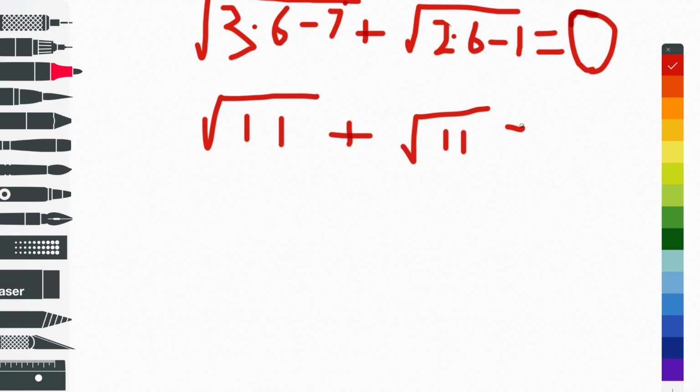And clearly, the square root of 11 plus the square root of 11 does not equal 0. So the square root of 3 times 6 minus 7 plus the square root of 2 times 6 minus 1 has no answer. So in other words, 2 times the square root of 11 does not equal 0.